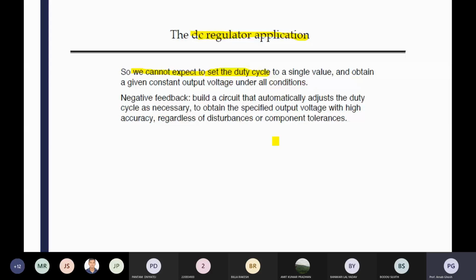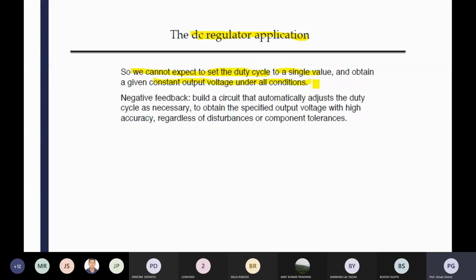So it is not possible with only a set duty cycle, only a single set value. That's why we go for a variable duty cycle ratio. That is the basic benefit, the reason we go for closed loop operation of our switching converters. The basic concept is that the duty cycle varies in the presence of disturbance, meaning your system is regulated and your output is regulated, to obtain the given constant output voltage.